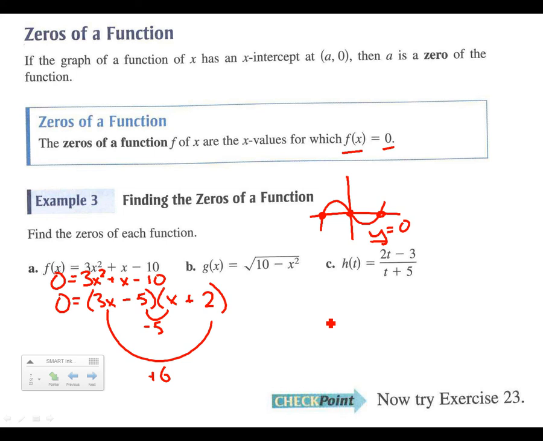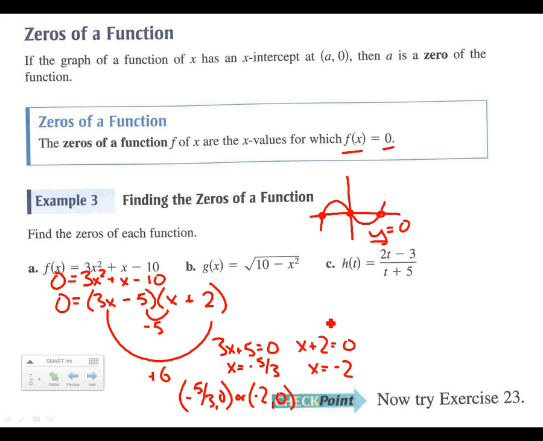So to finish this off, we would say 3x plus 5 equals 0, or x equals negative 5/3. Also, x plus 2 equals 0, or x equals negative 2. So our zeros would be negative 5/3, comma 0, or negative 2, comma 0.